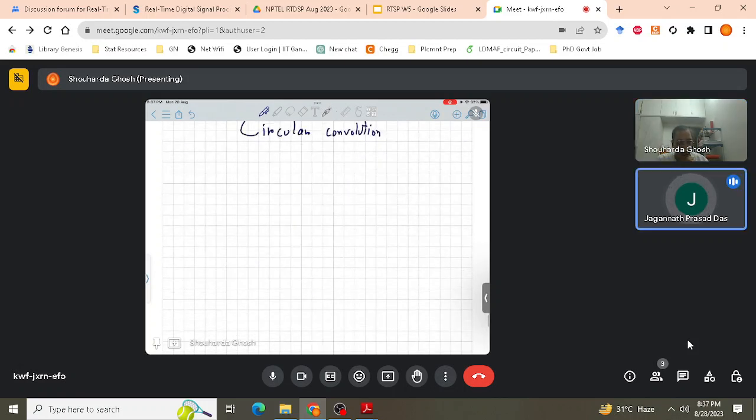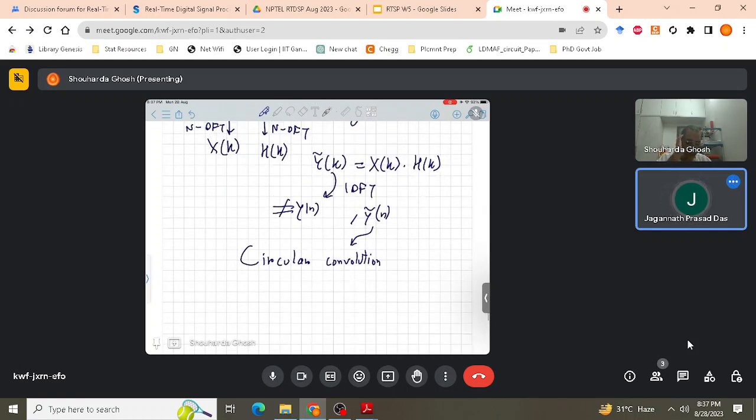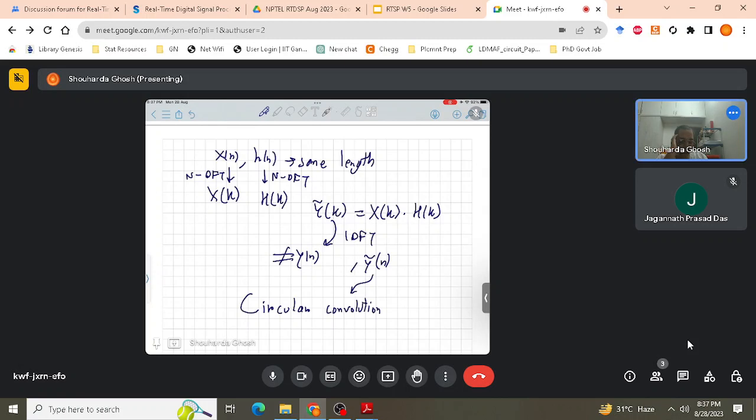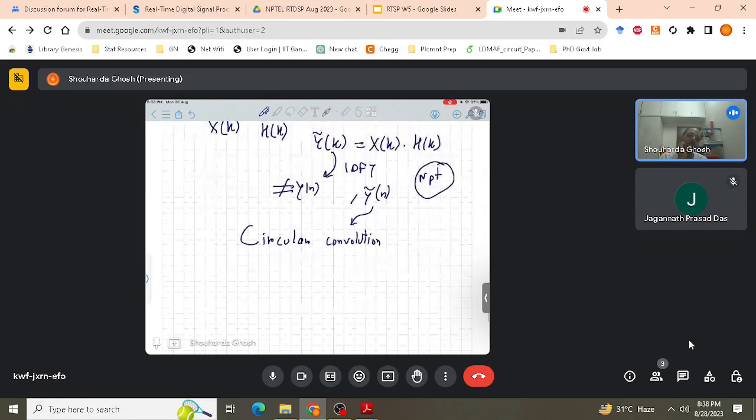Sir, can you repeat the difference? Like, how is it different? See, x of n sequence is an N point sequence. H is also an N point sequence. So how long is y supposed to be? It's supposed to be M plus N minus 1. But then what am I doing? I'm getting an N point sequence. So obviously there is some issue going on, right? I'm supposed to get a 2N minus 1 point sequence, but because I've not done zero padding, I'm getting something else. So what I get is something called circular convolution.